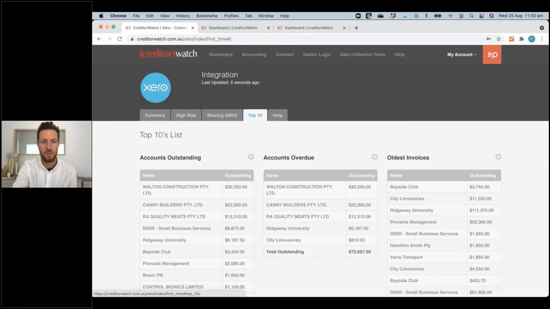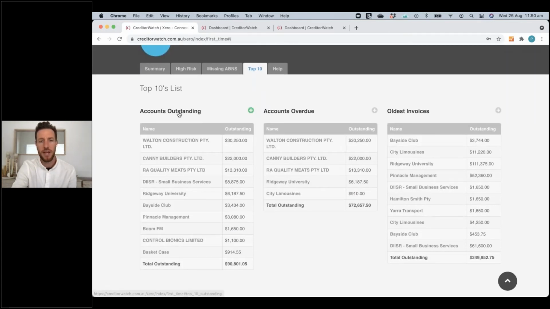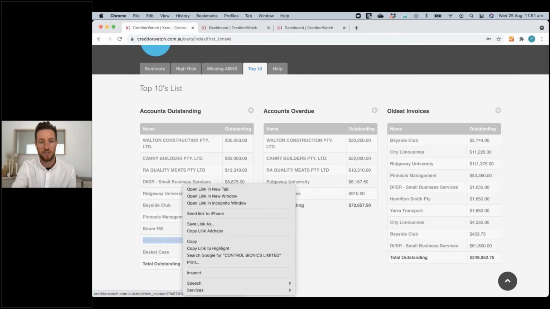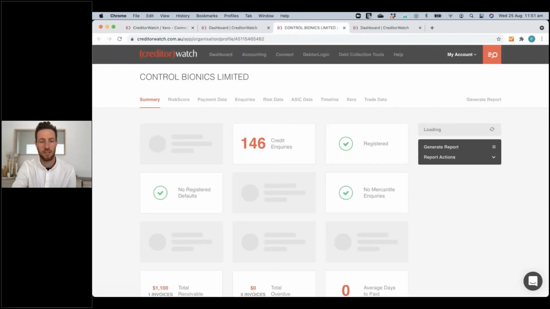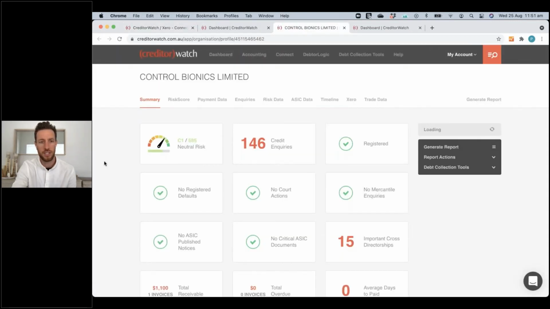The next one we have here is the top 10. So this is just top 10 lists of outstanding amounts, overdue, and then oldest invoices. And again, this is a really great way to start to understand who owes you what. And for those larger organizations that owe you a little bit more, there's no harm in clicking through and having a look at their credit report, for example, and going, all right, everything looks quite good here.